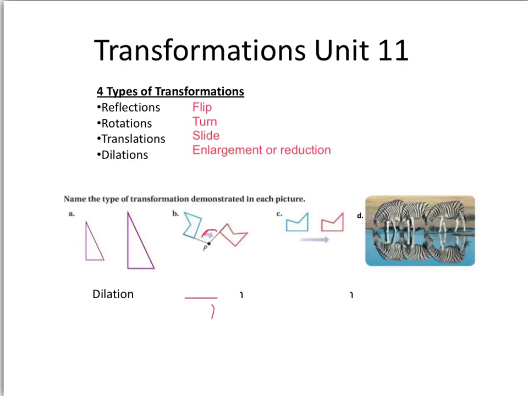So when we turn the figure, it is a rotation. And then the next one, we took the figure and we are sliding it to a different location. So that makes this one a translation. And finally, that last one is just like it looks. It is a reflection because the zebras can see themselves. So four types of transformations: reflections, flips; rotations, turns; translations, slides; dilations, enlargements.